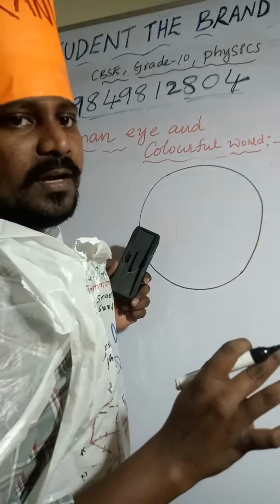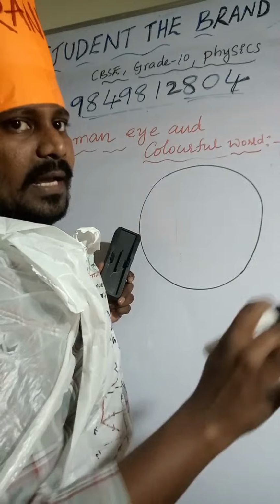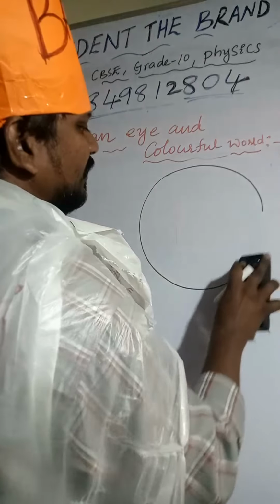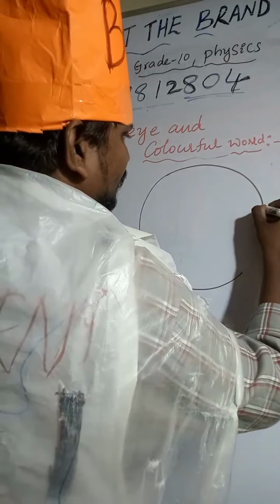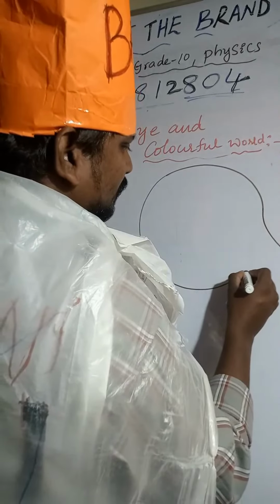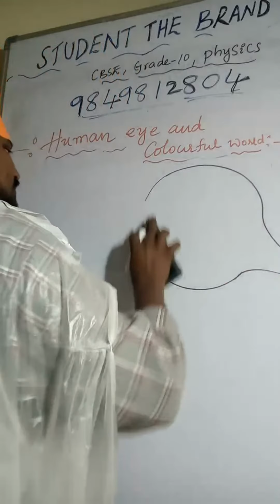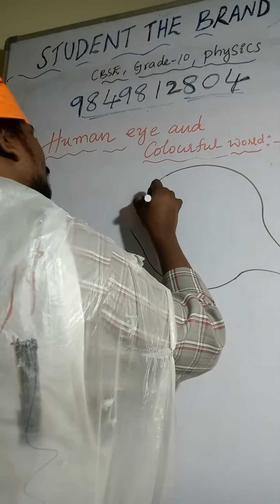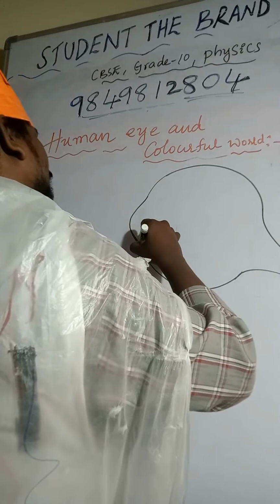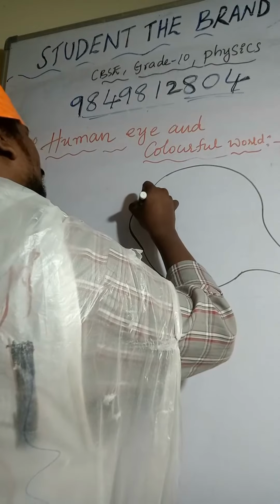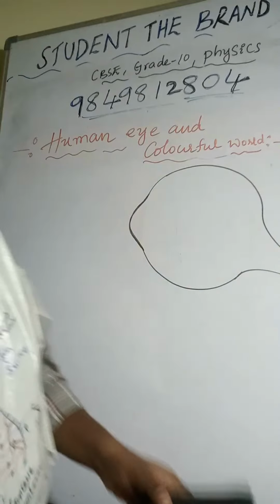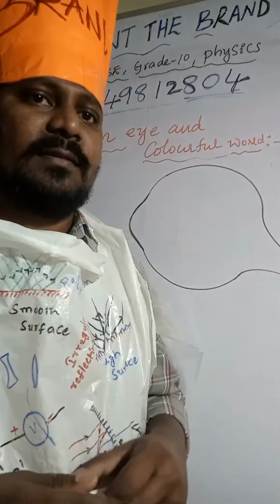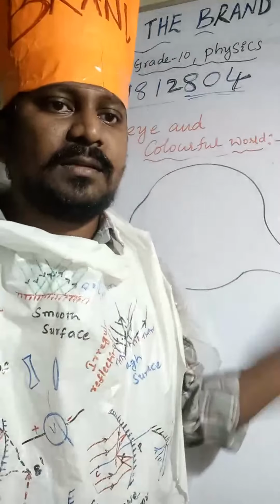So like this you can draw. The curved portion will be there, like here and here also. That's enough. I hope it is very clear. So you can draw like this.